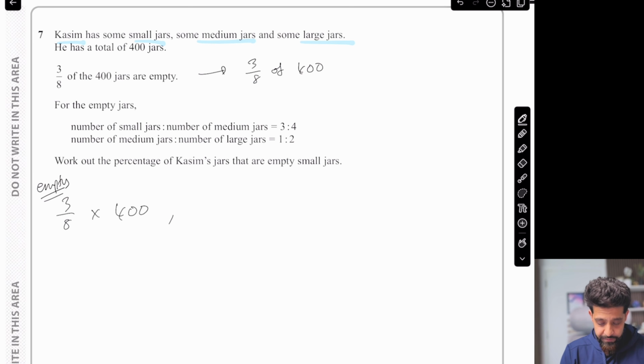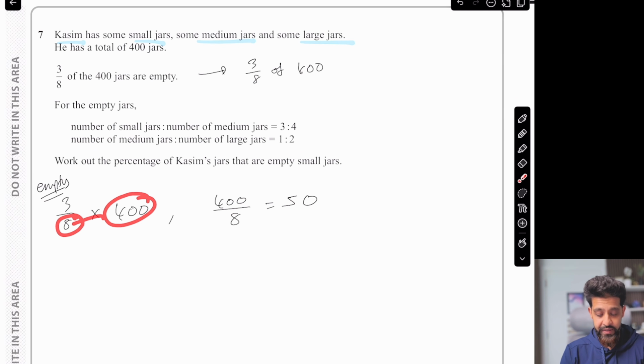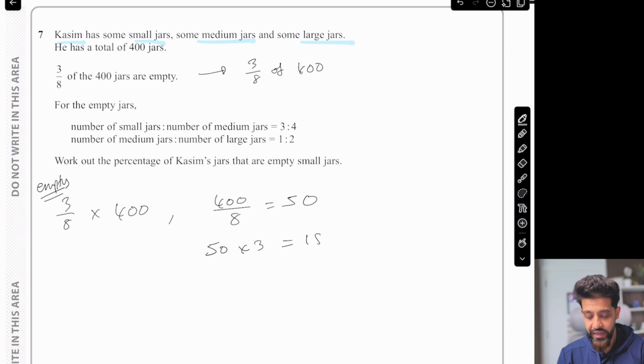We do 400 divided by 8. Again, we can cover up a 0, or even 2 zeros if you want to, and do 4 over 8, but I would do 1 zero actually. So 40 divided by 8 is 5. And then add that 0 back, so it's 50. So that was 400 divided by 8. But then the number here, we have to times it by that. So we have to do 50, the answer that we got, times 3. So we get 150. So we have 150 empty jars.